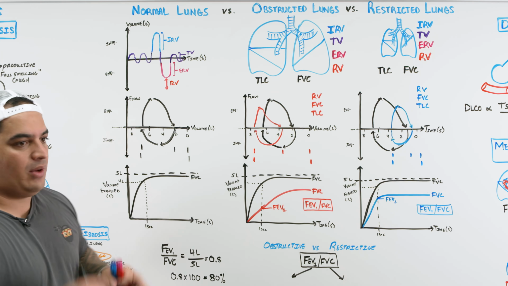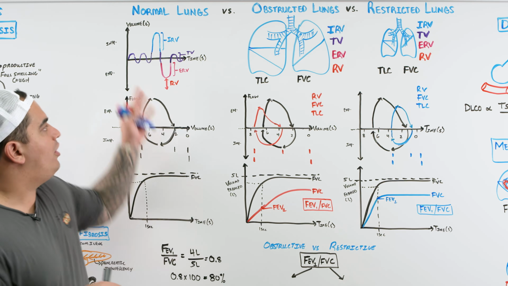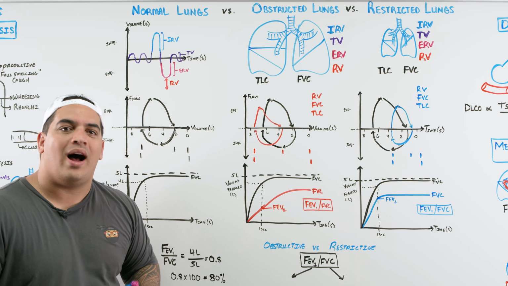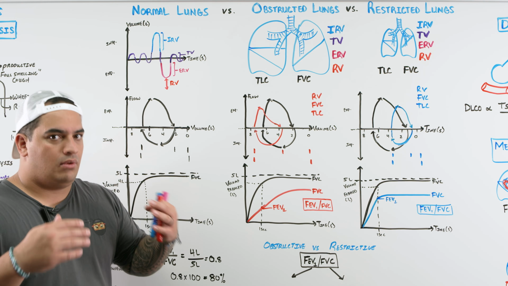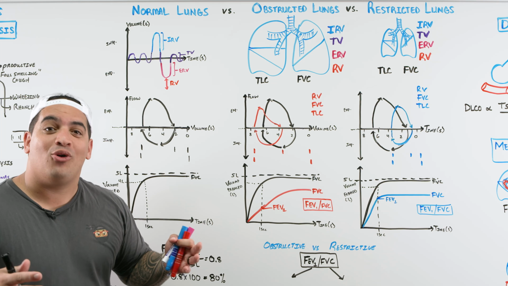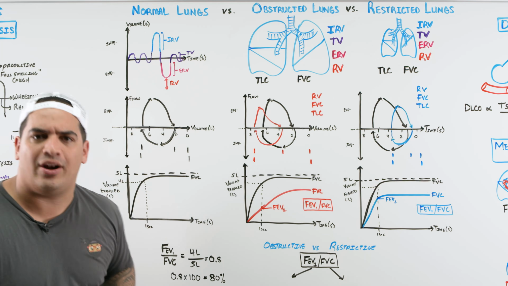What I want you to understand is when a patient is breathing, they have normal, healthy lungs. When they're breathing normally, normal quiet breathing, taking a breath in, taking a breath out, that normal quiet breathing is this purple line that's oscillating here. That's called your tidal volume.